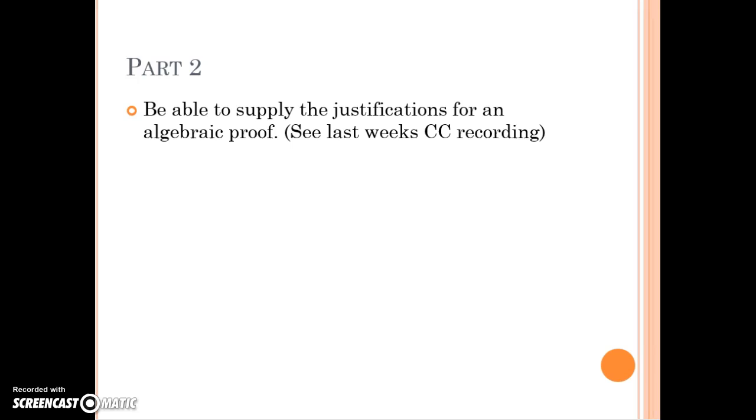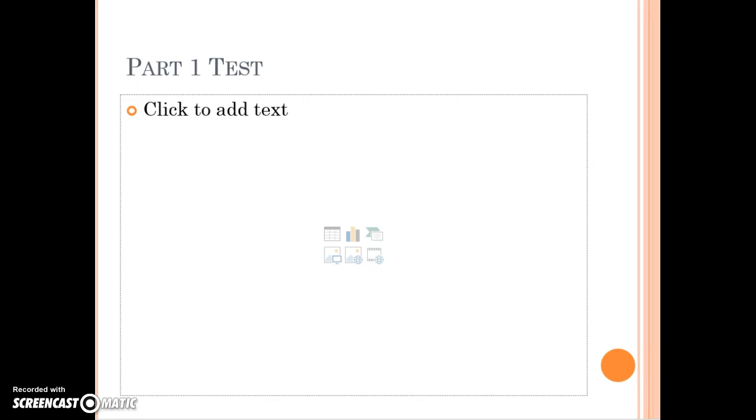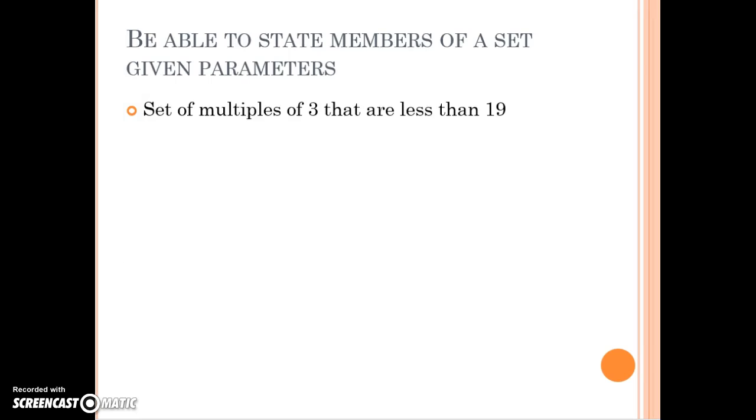And working through one is quite a lengthy process, and I would just refer you to the Class Connect recording that we had from Tuesday, November 3rd, where we did several in class. If you want to come and work on one in Live Help with me, that would be great, but that is what you are doing. Solving a problem and justifying each step with a property, an identity, whatever. It's an algebraic proof. Okay, Part 1 test next.